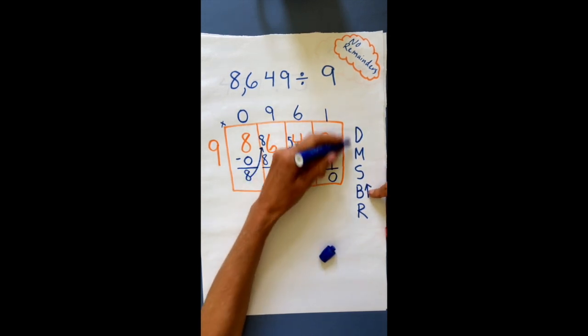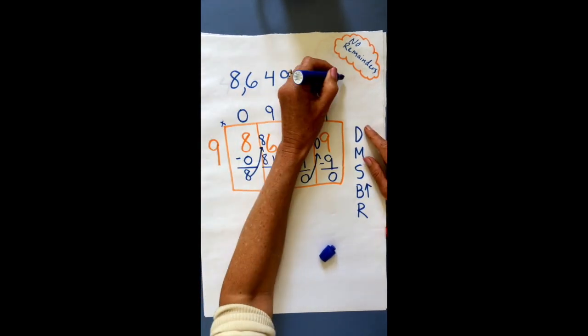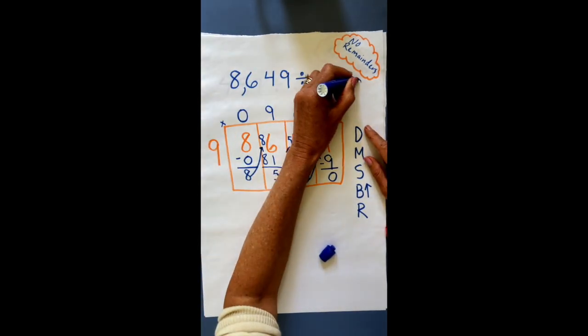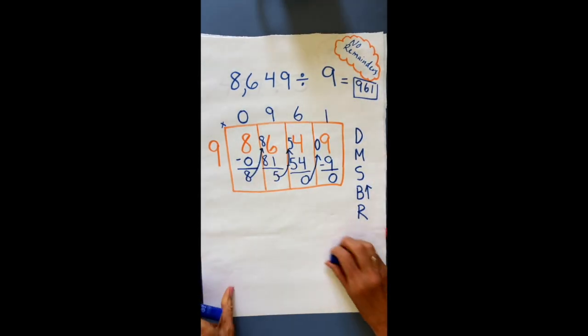And I bring up. There's nothing to bring up because I don't have another column here. So I'm done. So the answer to this problem here is 961. Okay, next problem.